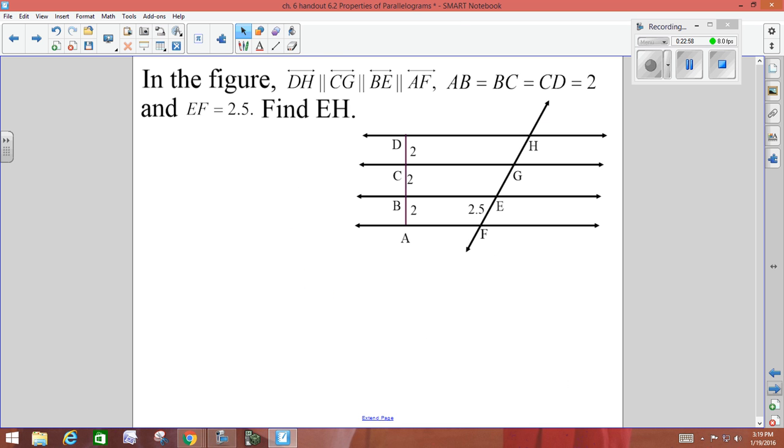It says in the figure, DH is parallel to CG, which is parallel to BE and AF. So I've got 4 parallel lines. Then it says the length of AB equals the length of BC, which equals the length of CD, which equals 2. So all these over here labeled 2 are congruent. If EF is 2.5, they want us to find the length of EH. What are we going to do to find the length of EH?